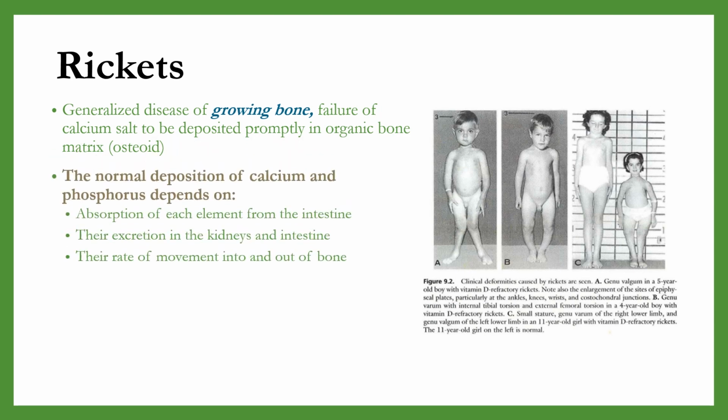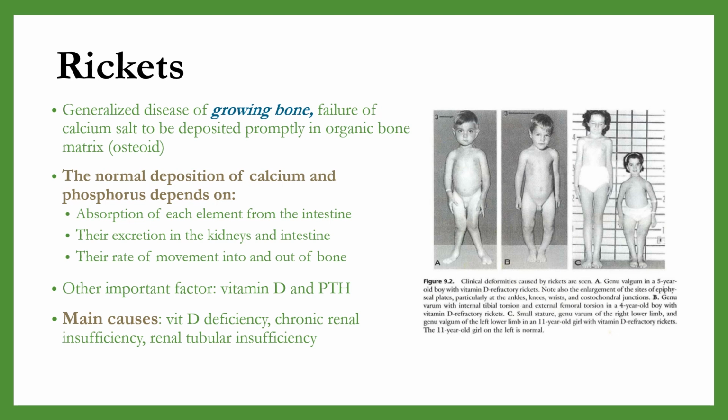The normal deposition of calcium and phosphorus depends on absorption of each element from the intestine, their excretion in the kidneys and the intestine, and their rate of movement into and out of bone. Other important factors are vitamin D and PTH. Main causes are vitamin D deficiency, chronic renal insufficiency, and renal tubular insufficiency.